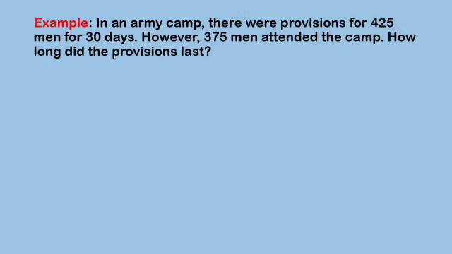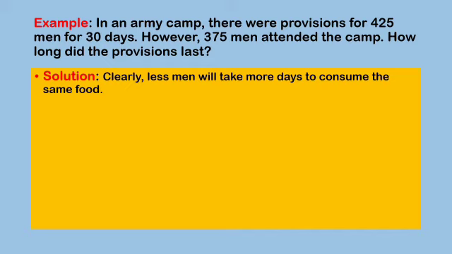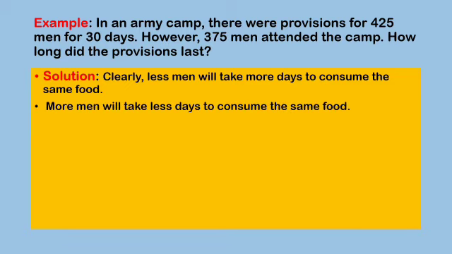Next example. In an army camp, there were provisions for 425 men for 30 days. However, 375 men attended the camp. How long did the provisions last? So again, for solving these type of questions, we will use unitary method. So clearly less men will take more days to consume the same food, and more men will take less days to consume the same food.